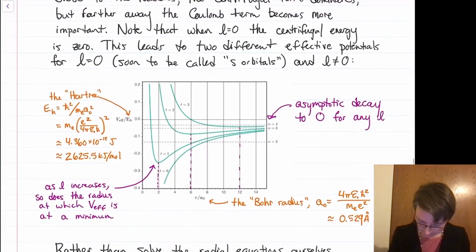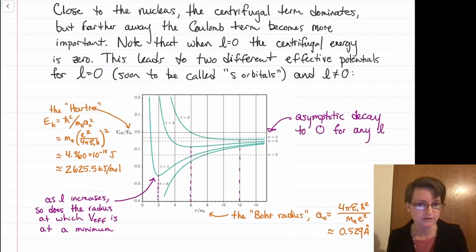And so now that we've gotten our axes out of the way, we can talk a little bit more about what we see in these plots. The two things that I want us to notice are, one, that all of these functions asymptotically decay to 0 for any value of L, and two, that as L increases, this repulsive behavior starts to occur at larger and larger distances. So our minimum energy, where V effective is at a minimum, is pretty close to the nucleus for L equals 1, and it's increasingly far away from the nucleus as we increase L.